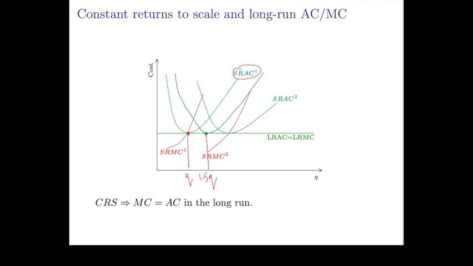So the bottoms of all the different short run average cost curves are all going to be exactly at the same minimum average cost. So the long run average cost curve is actually going to be a flat line. It's going to be a straight line. So the long run average cost and the long run marginal cost are going to be exactly equal to one another, and they're going to be constant. So that's what's special about these constant return to scale technologies.